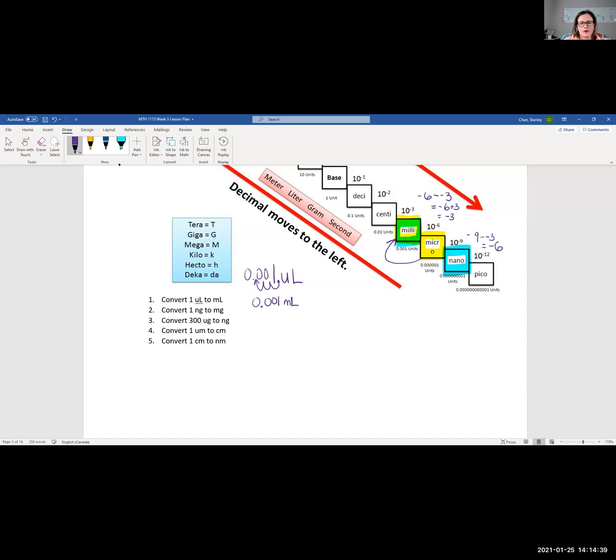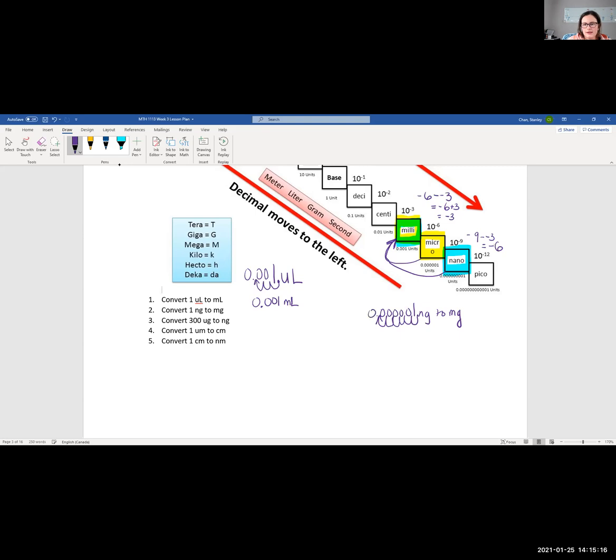And if we're going from nano to milli, are we moving the decimal place to the left or to the right? Oh, to the left. Yeah, to the left again, right? So 1 nanogram to milligram, we're going to move the decimal place 6 places to the left. So 1, 2, 3, 4, 5, 6.